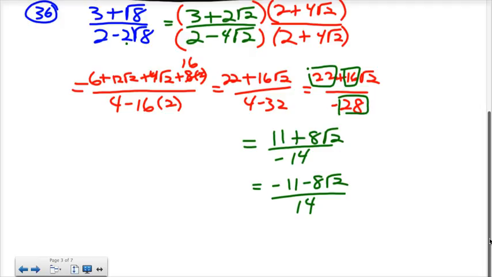Both of those answers would be correct for 36. And actually the top answer is the answer that your book gives. But again, both of those are correct. It's just a matter of preference about where you have your negatives. Some people don't like to have a negative in the denominator, so that would be the second choice that you see here.